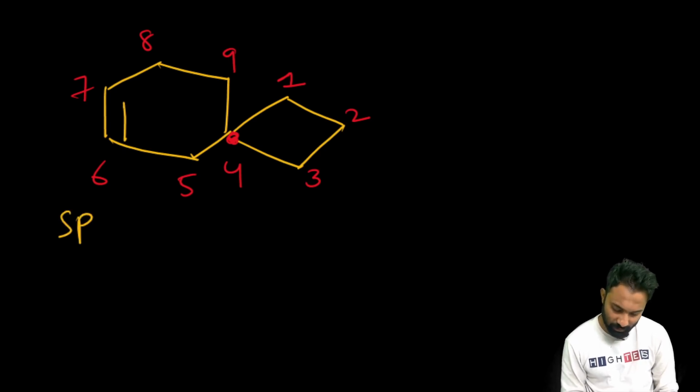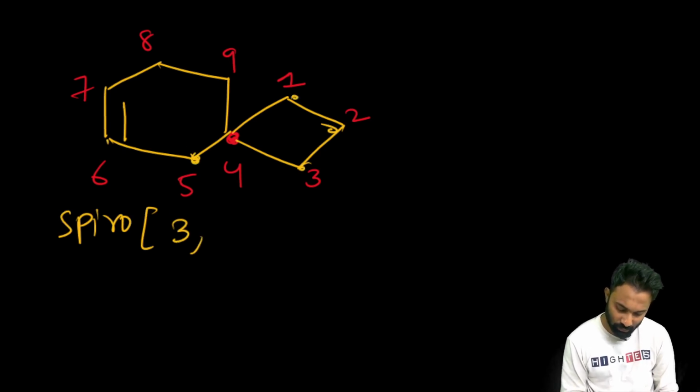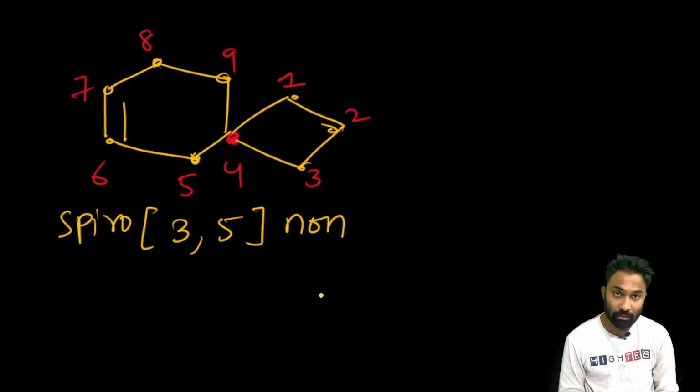Then write Spiro. How many carbons are we having? 1, 2, 3. 3 comma, here how many carbons? 1, 2, 3, 4, 5. 3 comma 5. Total how many carbons do we have? 9 carbons, right? Nonane, and it is an ene, right? And which position is it in? Non-6-ene. Clear? Spiro 3 comma 5, non-6-ene.